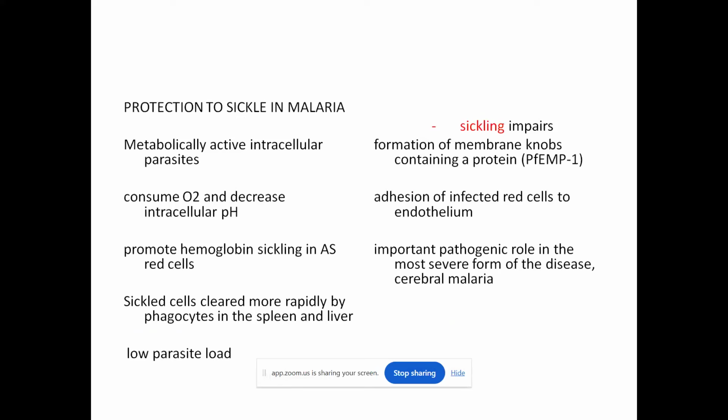But these sickle cells reduce the malarial load in the patients. So it is a protection by the sickle cells in malaria. Metabolically active intracellular parasites consume more oxygen and decrease the intracellular pH, and they promote the sickling. So these sickled cells will be destroyed in the spleen and liver. Due to the destruction of the cells, the parasitic load will be low in the patients.